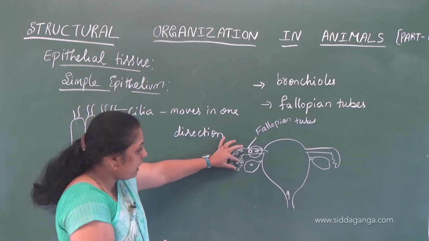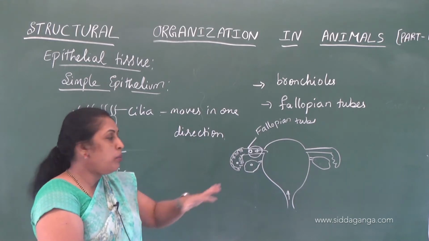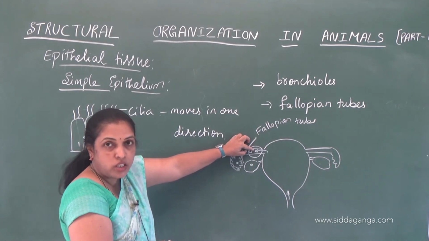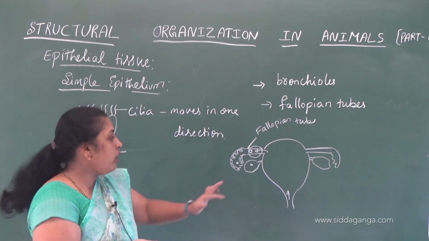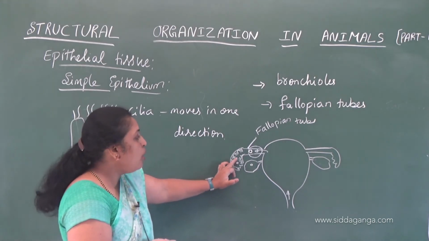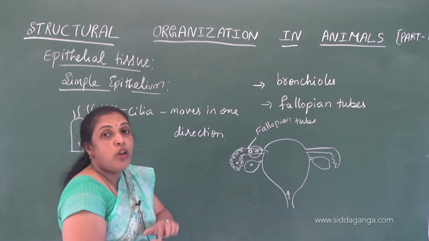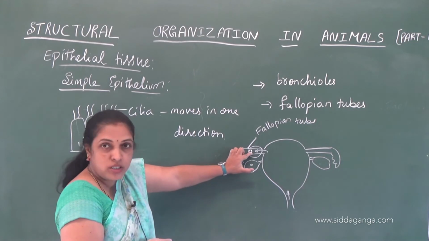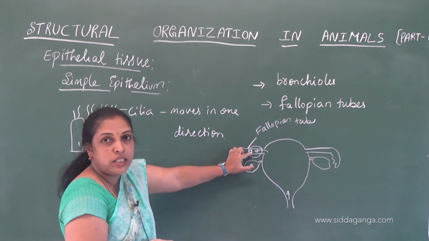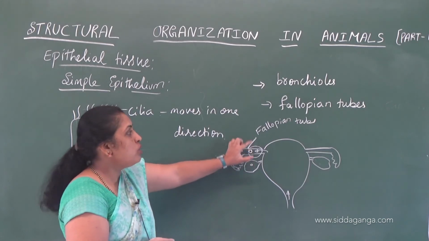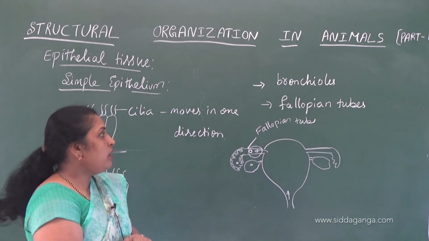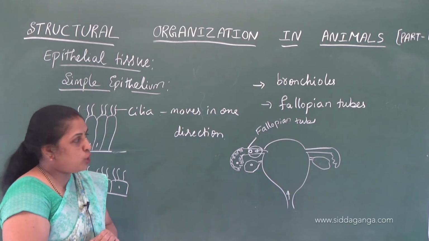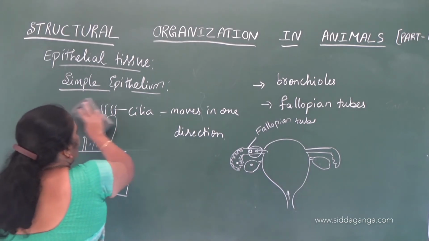Understood? So, this is the infundibulum. In the next second year, you are going to learn the parts of this fallopian tube. Here is the isthmus junction. So, the cilia will push the ovum towards the isthmus in the fallopian tube, where the fertilization takes place. That cilia helps to move the ovum towards the fertilization area, that is the isthmus region in the fallopian tube. So, that is the function of ciliated epithelium. It lies in the bronchioles, but also in the fallopian tube. That's about the ciliated epithelium.